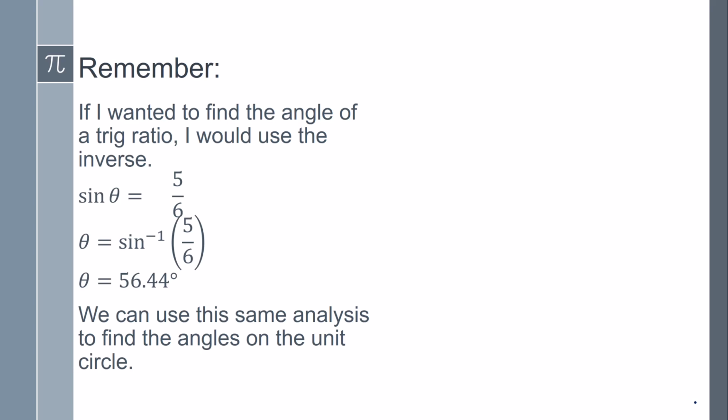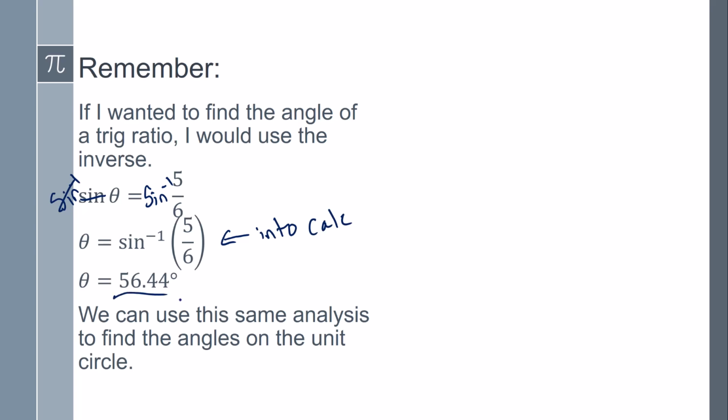Now, if you remember a little while back, if I wanted to find the angle of a trig ratio, we used the sine, cosine, or tangent inverse. So if I said sine of theta equals 5/6 and I wanted to know what the angle is, we would do the sine inverse to both sides. The sine would cancel out, and I'd be left with theta. Theta equals sine inverse of 5/6, and we would enter this into the calculator. And then you would get 56.44.